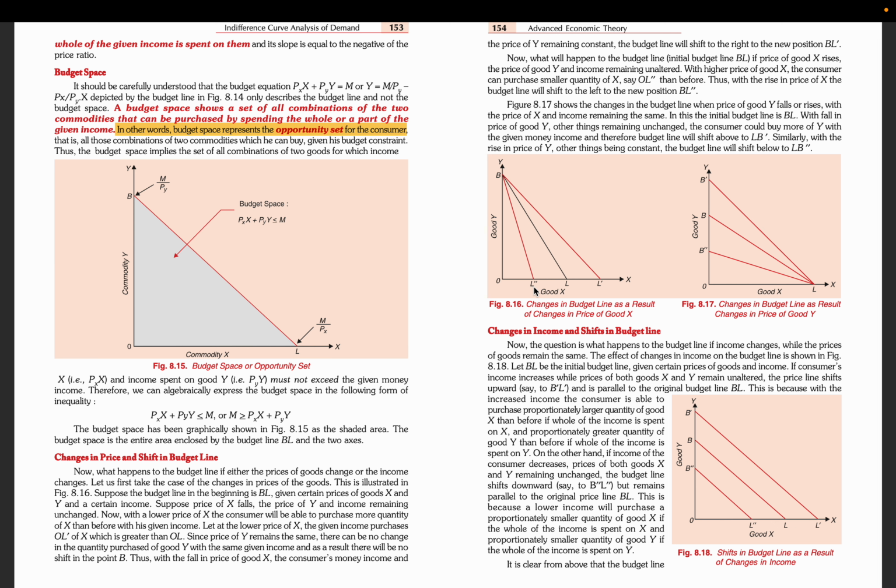Figure 8.17 shows the changes in the budget line when the price of good Y falls or rises. So, same intuition here, just that the changes are now in the prices of Y.